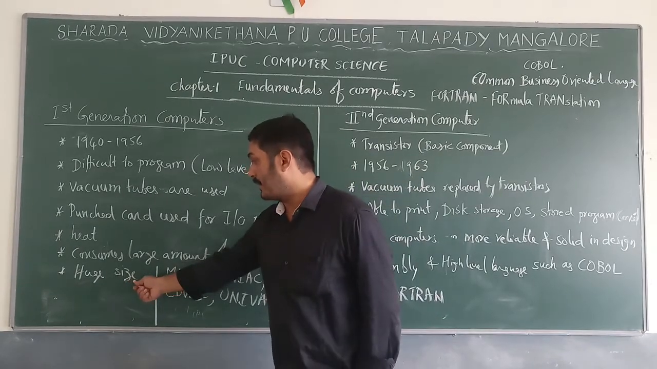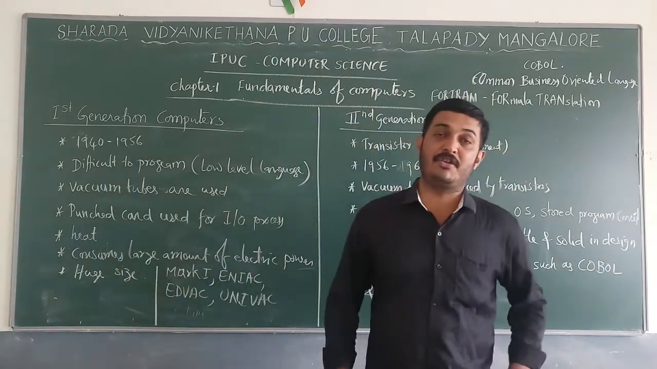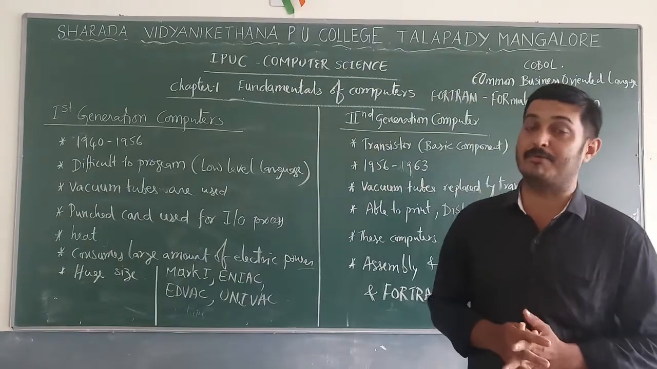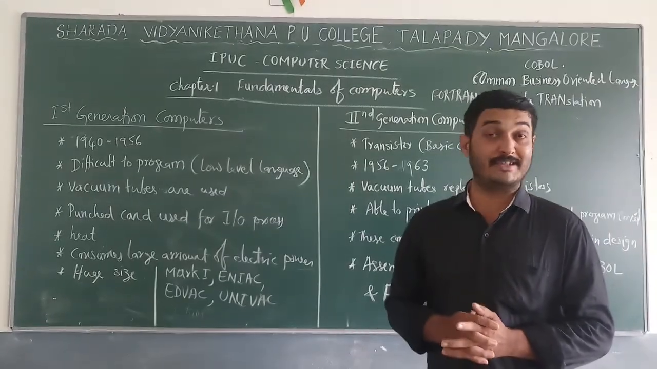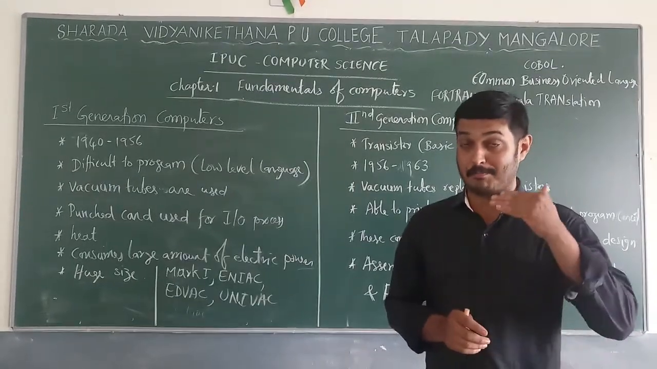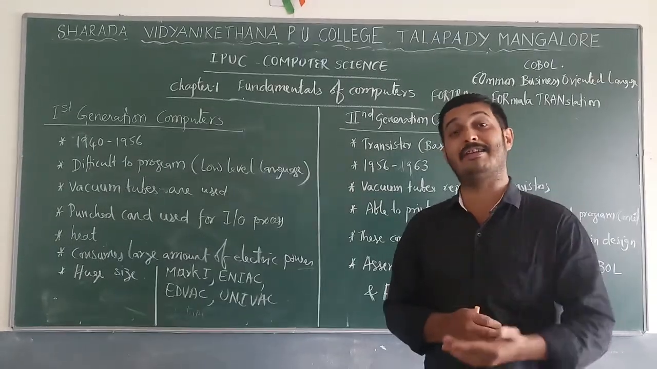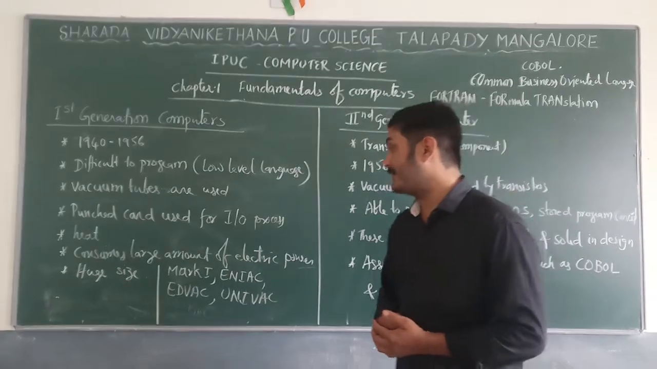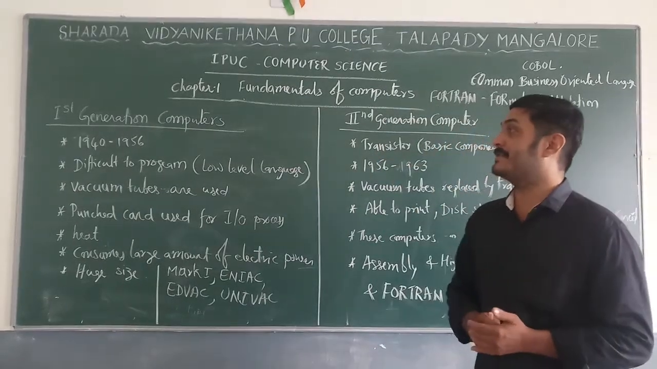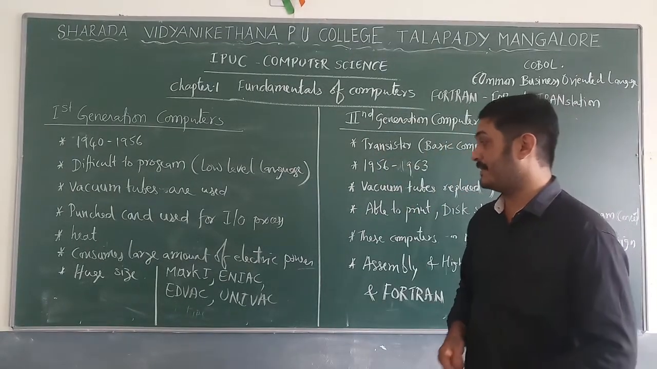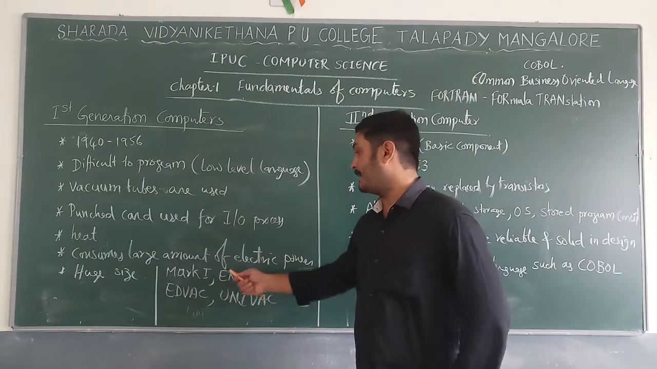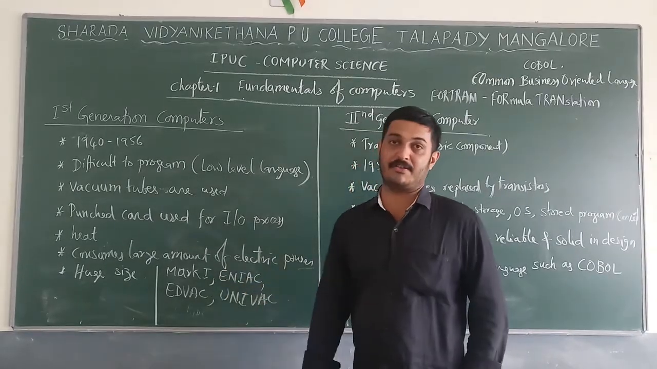Next, it requires huge size. Here a first generation computer can occupy a room. So it's not portable, and it's not possible to carry that particular computer from one place to another. So it is huge in size. Examples given in first generation computers are Mark I, ENIAC, EDVAC, UNIVAC, etc.